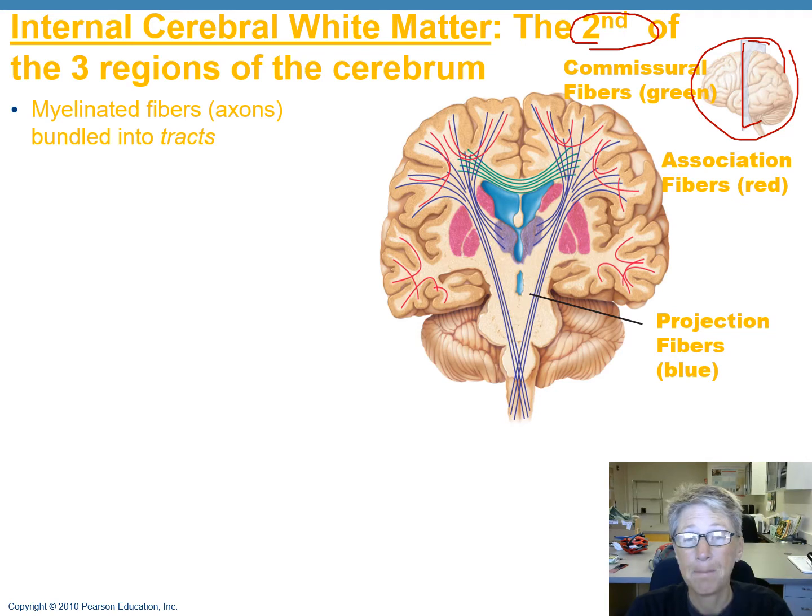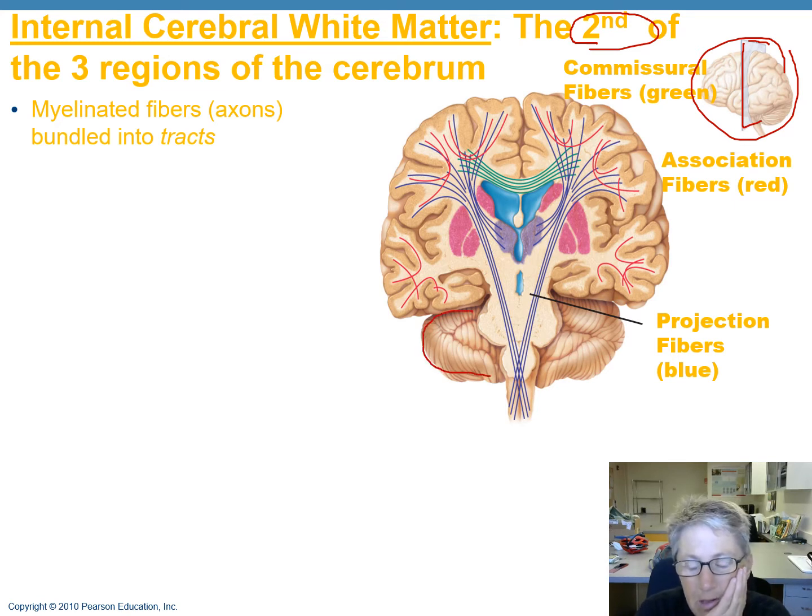It shows that you have different types of fibers. And remember, fibers are also called axons. These fibers are myelinated axons, and the green ones are called commissural fibers, or axons, and these red fibers are association fibers. This line didn't line up well, but the blue ones are projection fibers.